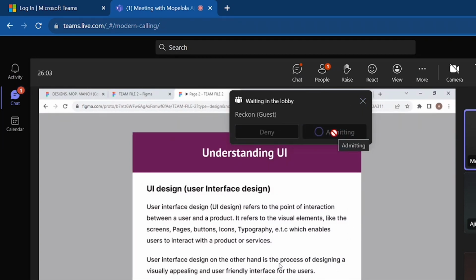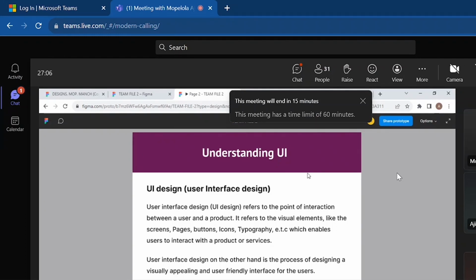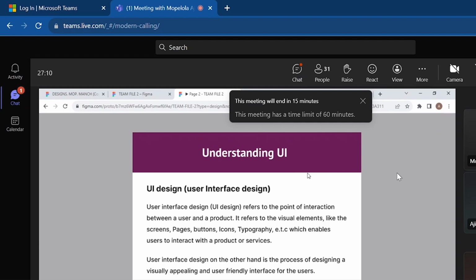UI UX means user interface design and user experience design. It is just a short form for user interface design and user experience design. As easy as that, right? So let's understand what the UI means. When we hear UI, we need to understand that it is talking about the interfaces, the point of interaction between a user and a product, right?